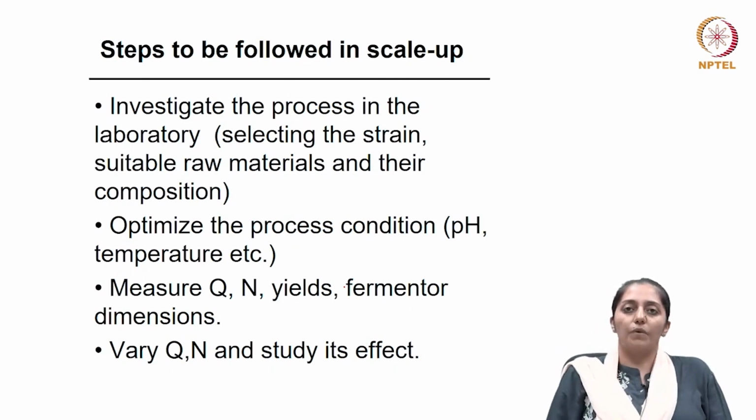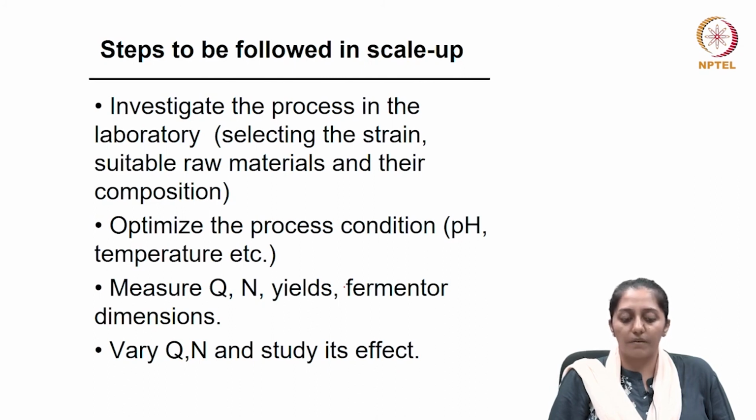So, what are the basic steps which one must follow during scale up? First, investigate the process in the laboratory, select the strain, the suitable raw materials and their composition. Optimize the process conditions like pH, temperature, etc. Measure the properties like volumetric gas flow rate, the impeller speed, various yield parameters: yield of biomass with respect to substrate, yield of biomass with respect to oxygen consumed, yield of product with respect to biomass, or yield of product with respect to substrate consumed. So, various yield parameters and the dimensions of the fermenter.